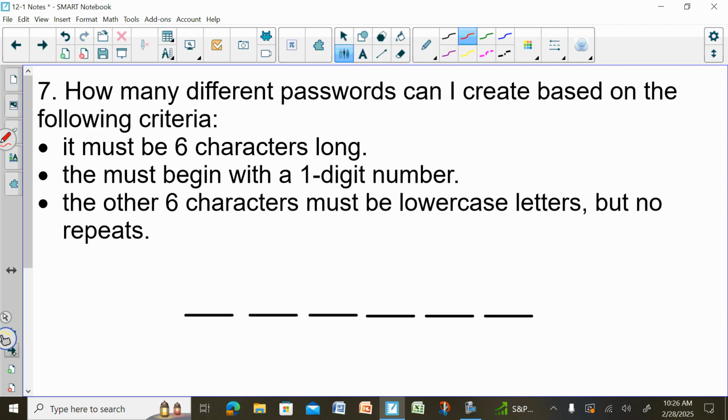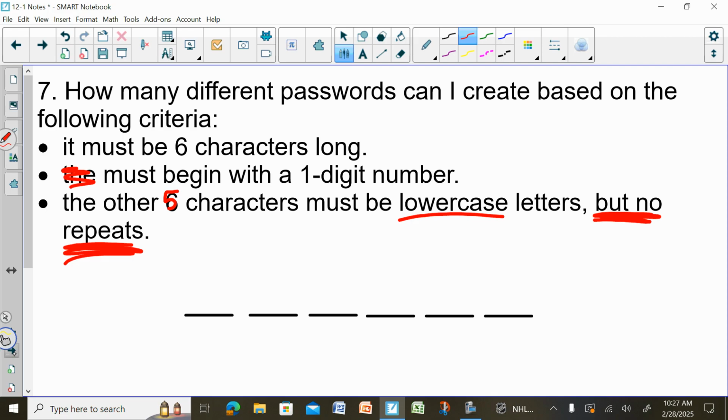How many different passwords can I create based on the following criteria? Has to be 6 characters long. So I got my 6 characters. Must begin with a 1-digit number. The other 5 characters must be lowercase letters, but no repeats. Okay, so no repeats means once I use a letter, I can't use it again. And the fact that they mention lowercase, unless they talk about case, we usually use 26 letters. If they said lowercase and uppercase, well, that's 52 because you got double the amount of letters.